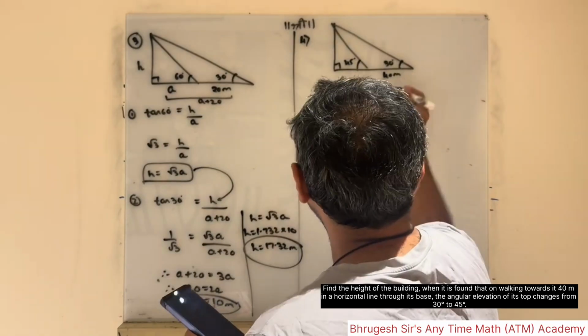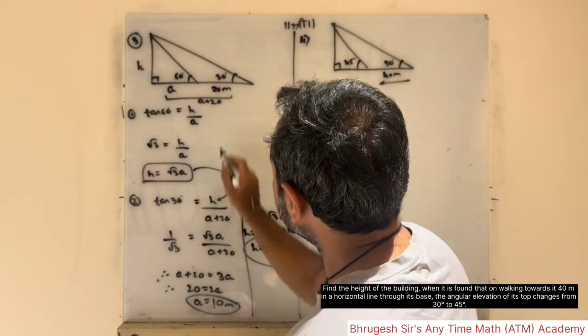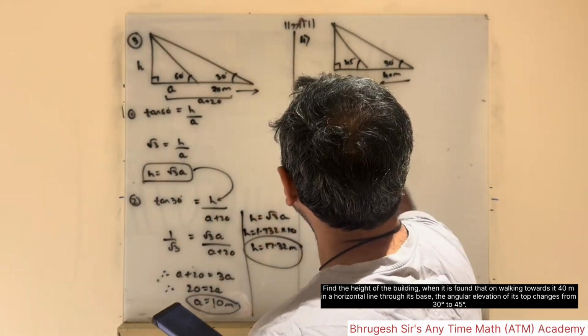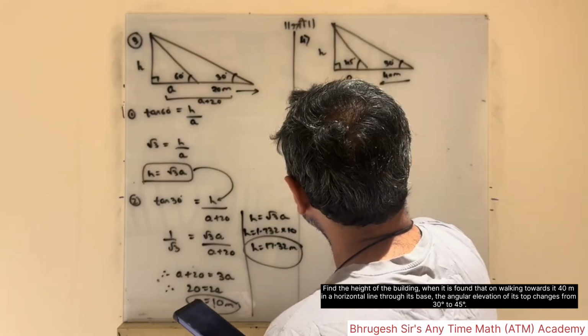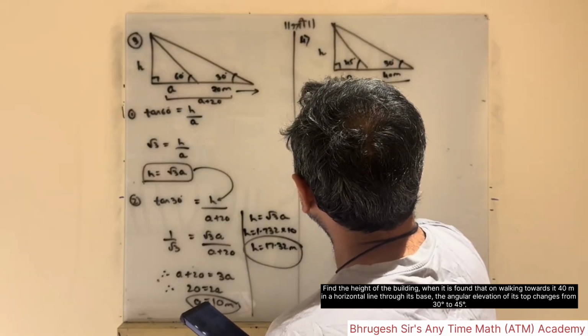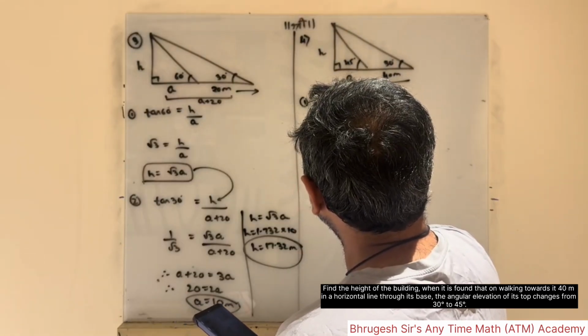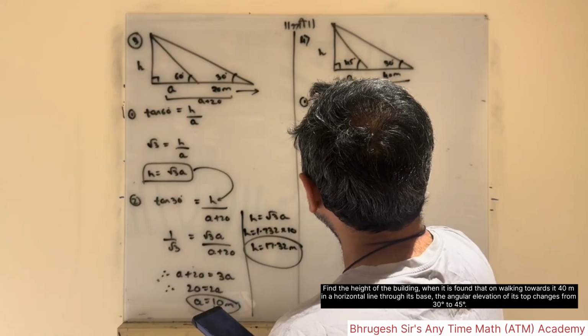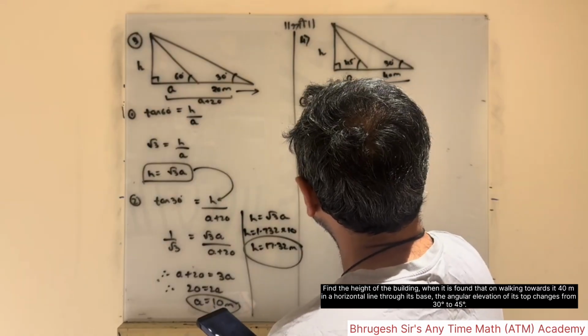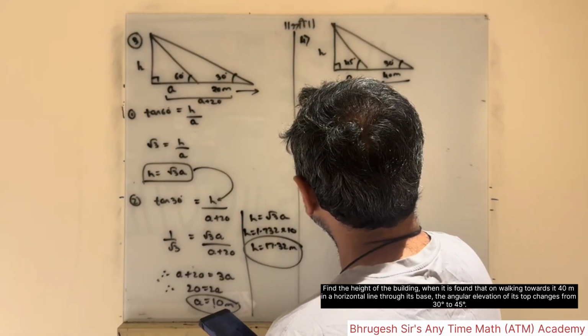ठीक है? In this case, I am moving towards it. In that case, I was moving away from it. Doesn't matter. The diagram remains same. First, tan 45 degrees is h upon a. 1 is equals to h upon a. H is equals to a.